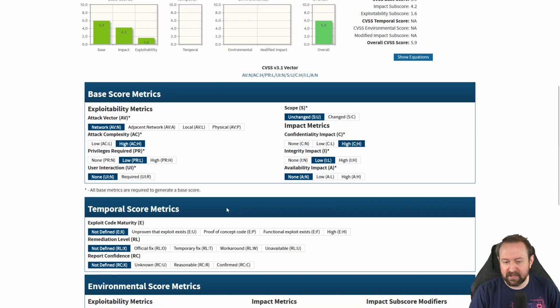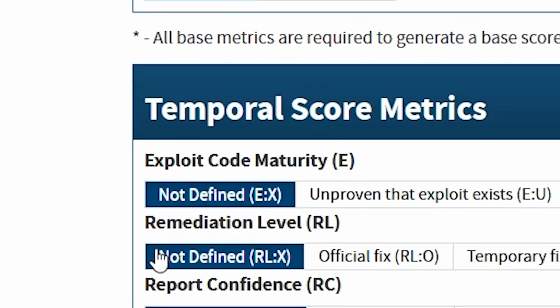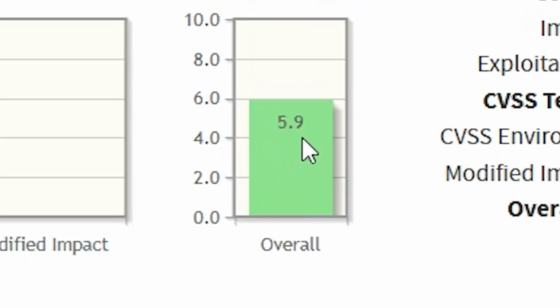Temporal score metrics. This is how the severity of the vulnerability changes over time. We have three metrics here: exploit code maturity, remediation level, and report confidence. Currently, we have a score of 5.9.